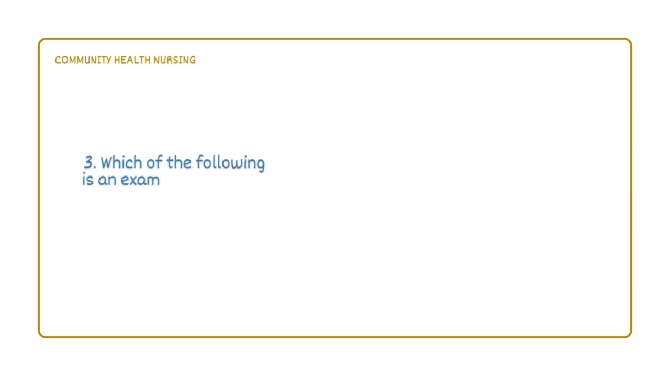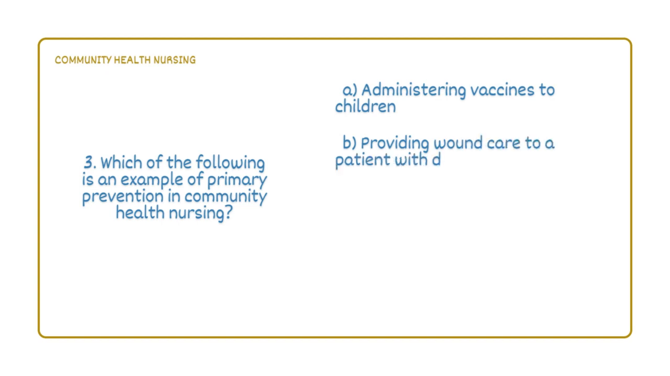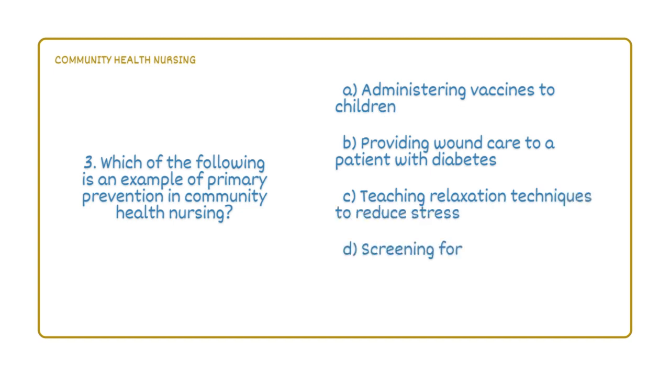3. Which of the following is an example of primary prevention in community health nursing? A. Administering vaccines to children. B. Providing wound care to a patient with diabetes. C. Teaching relaxation techniques to reduce stress. D. Screening for hypertension in adults.